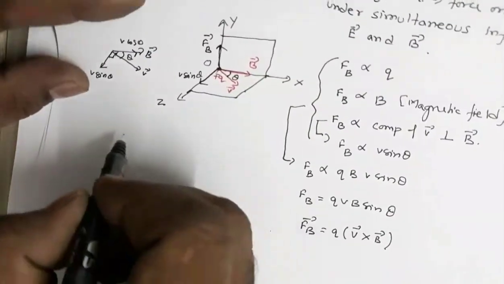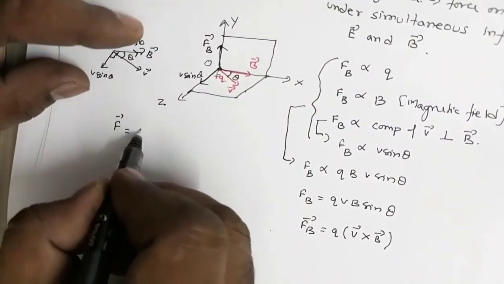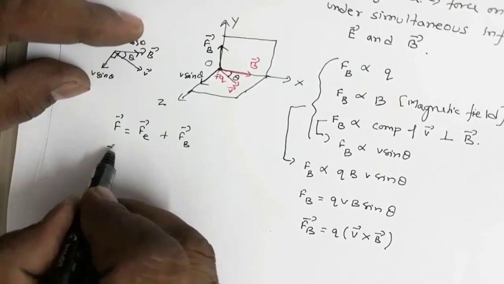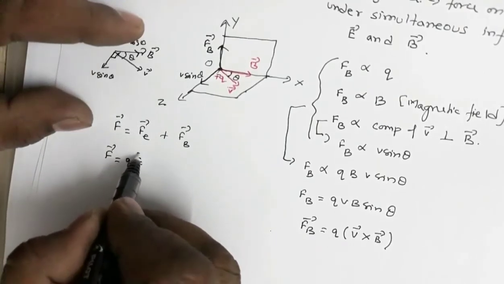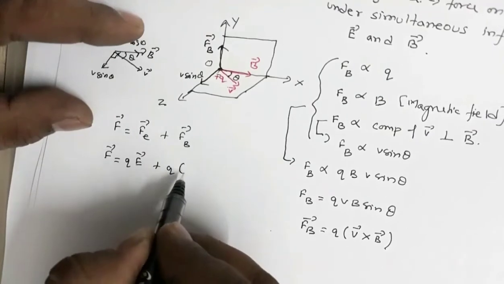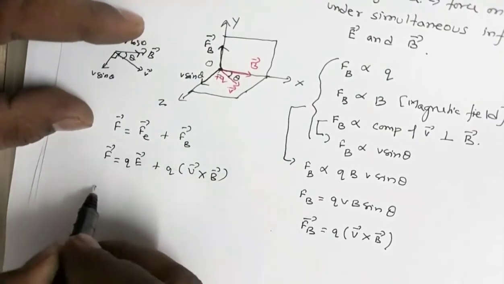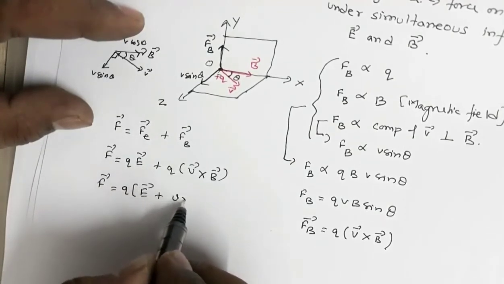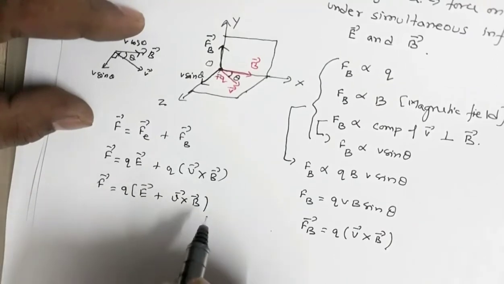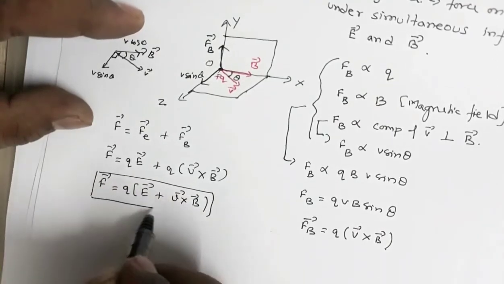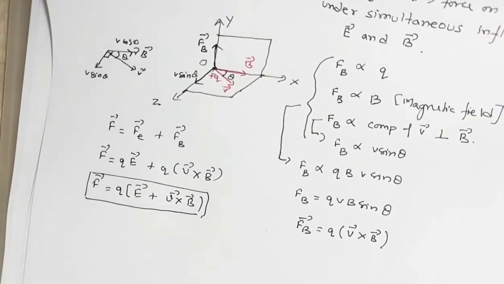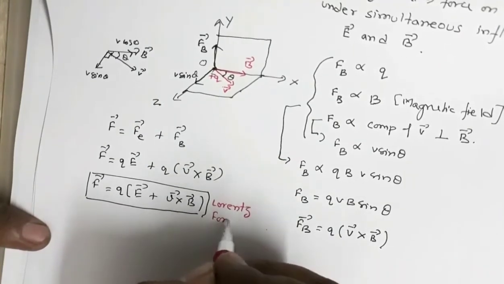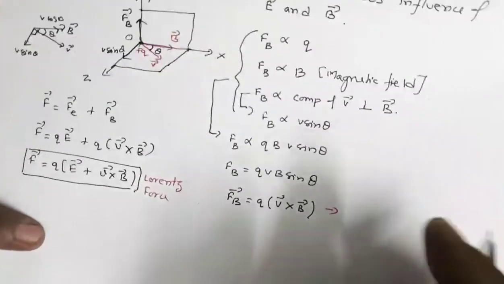So combining these two, F is equal to Fe, force due to electric field, plus force due to magnetic field. So F is equal to qE, force due to electric field, plus qV cross B. So that gives F is equal to q(E plus V cross B). So this is the expression for Lorentz force. Okay, this is Lorentz force, and this is magnetic Lorentz force.